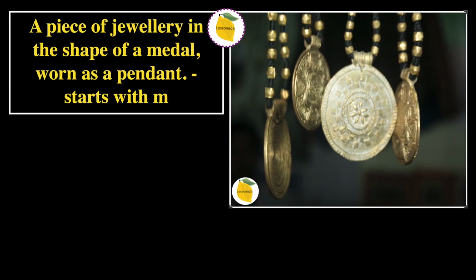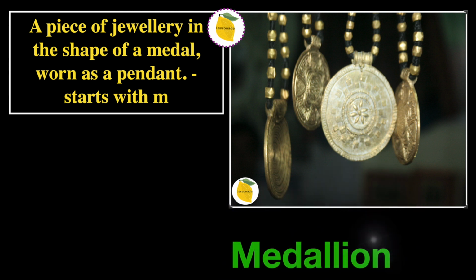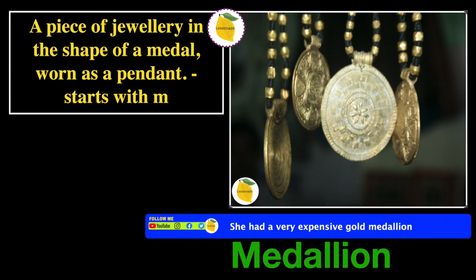The next definition is a piece of jewelry in the shape of a medal worn as a pendant. Starts with M. In this picture, we can see jewelry in the shape of a medal, which is obviously a circle. So therefore, the word is medallion. And the sentence is, she had a very expensive gold medallion.